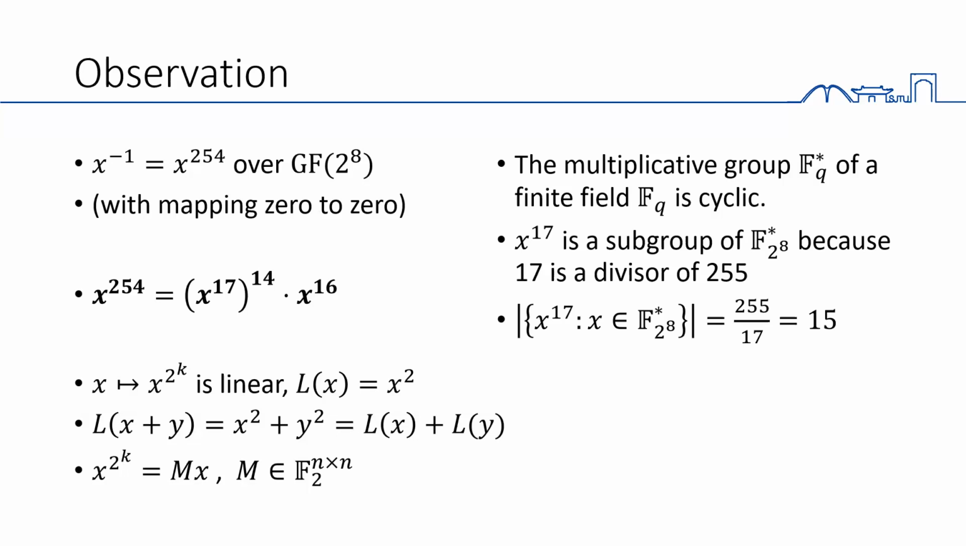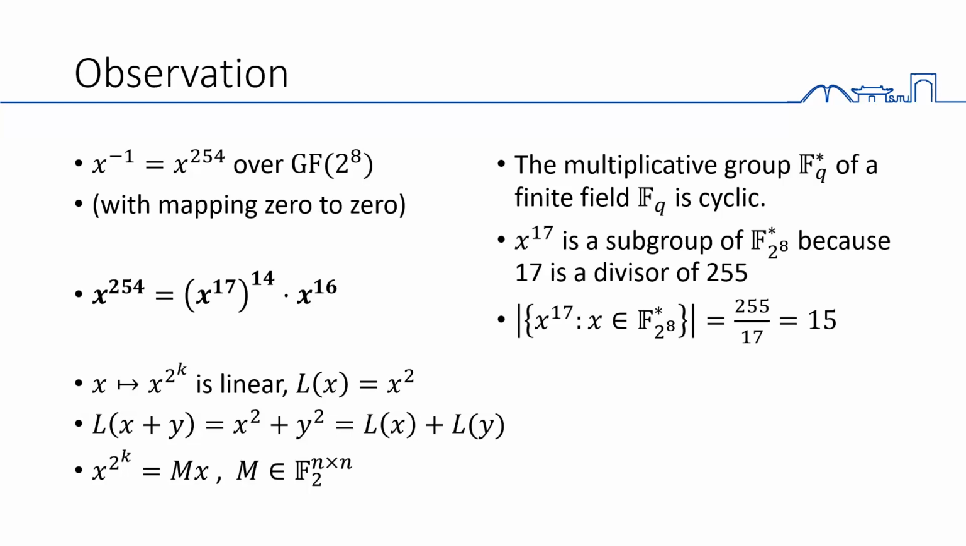Then L of x plus y equals x squared plus y squared. There are two xy terms, and they eliminate each other. So L of x plus y equals L of x plus L of y. So it is linear, and in fact, there exists a binary matrix such that x to the power of 2 equals the matrix multiplication.